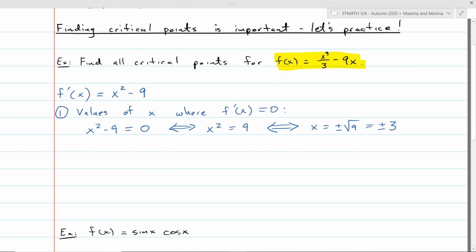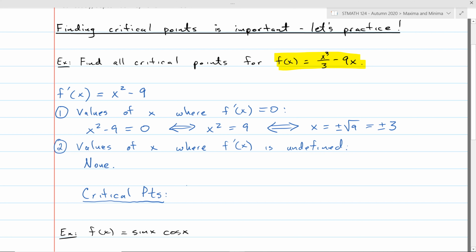Okay. And second, we have to always consider what are the values of x where that derivative is undefined. Well, in this case, it would be none, because the derivative, x squared minus 9, is a polynomial, and it's defined for all real values of x. So our list of critical points here are just -3 and +3.